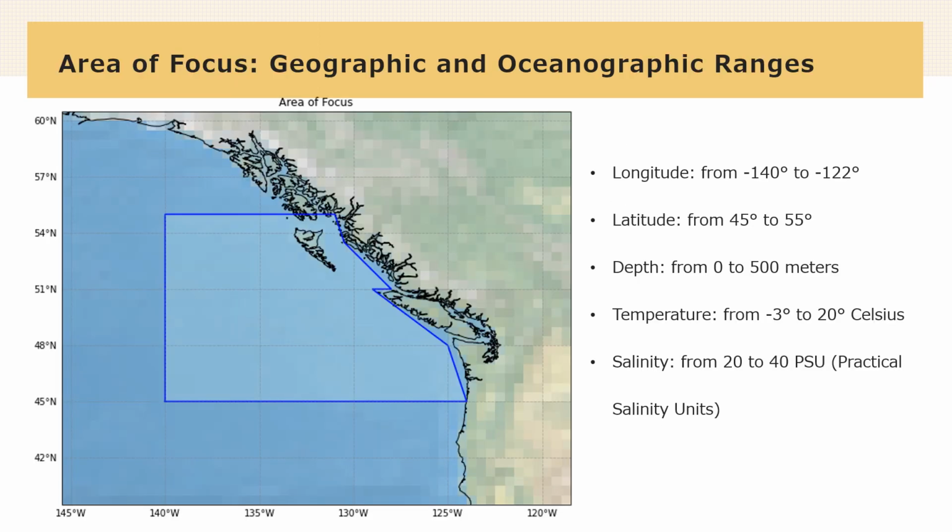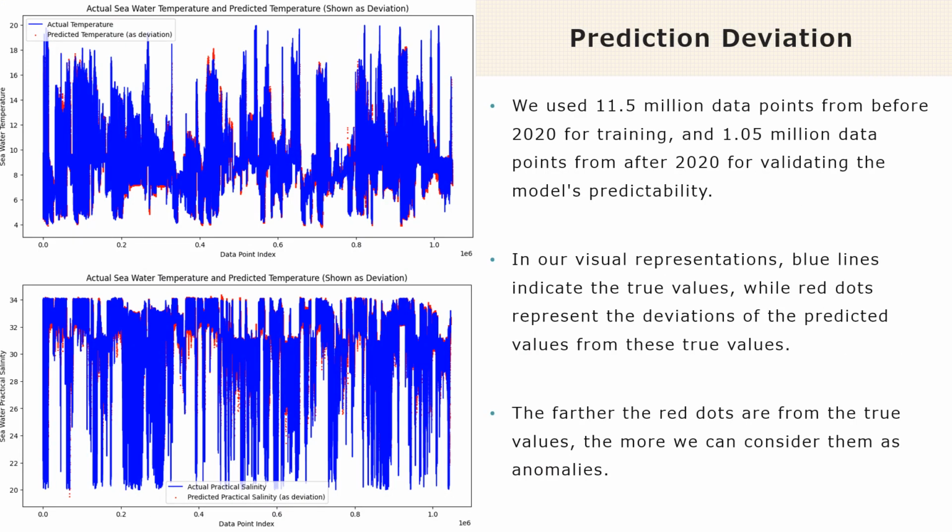Our machine learning model focuses on predicting the temperature and salinity of the water in the enclosed area from a depth of 0 to 500 meters. The model predicts the salinity within a range of 20 to 40 psu, and the temperature predictions range from -3 to 20 degrees. Prediction deviation.